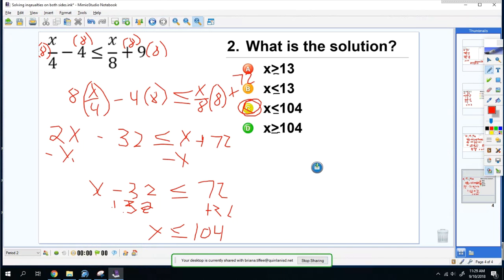All right guys, so this was basically literally the same idea that we just did yesterday, but you just got to pay attention to when you multiply or divide both sides by a negative, you have to flip the sign, or flip the inequality sign.